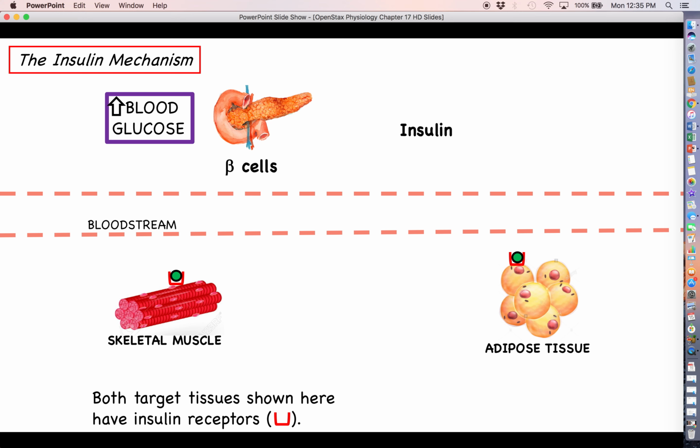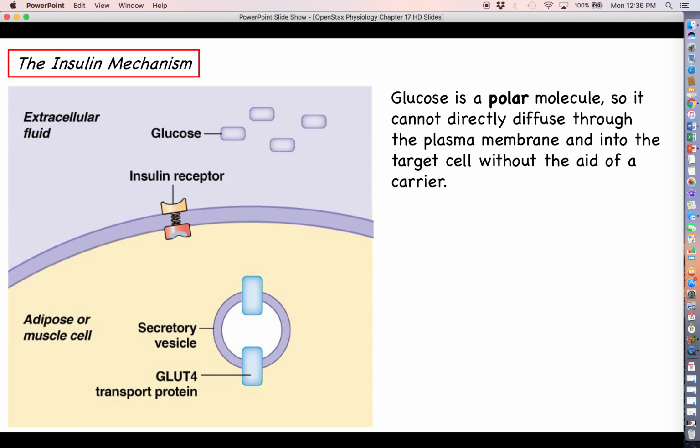So keep in mind, as always, I feel like I've been hammering this into you at this point, but just in case it hasn't sunk in, effector cells, target cells, they are going to be the ones that have receptors for this particular hormone. So only skeletal muscle, adipose tissue, and liver tissue are going to have insulin receptors. And once insulin binds to these receptors, it is going to activate a signal transduction mechanism that will bring the blood glucose down. But how does that happen? Well, let's take a look at it.